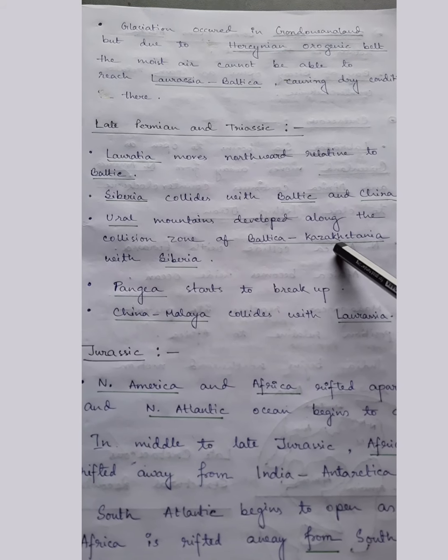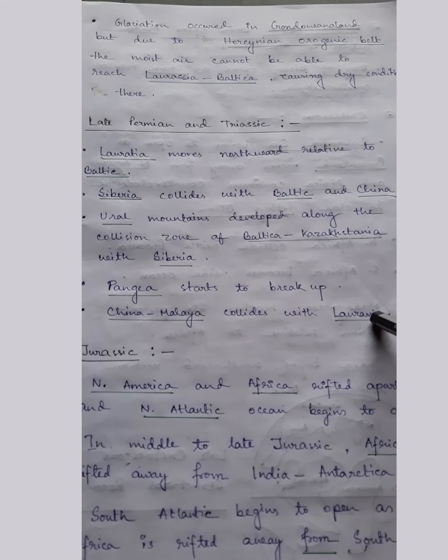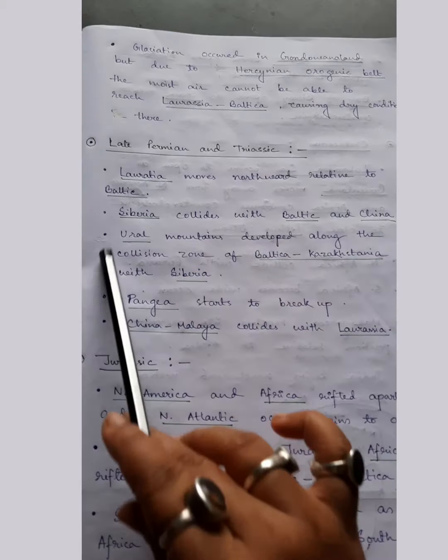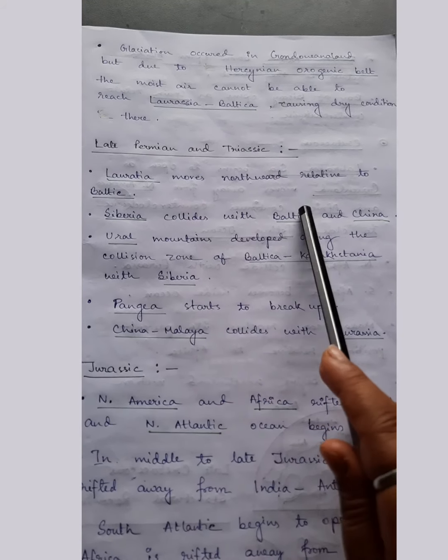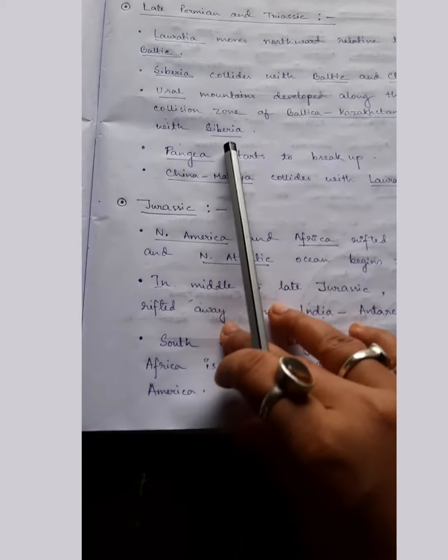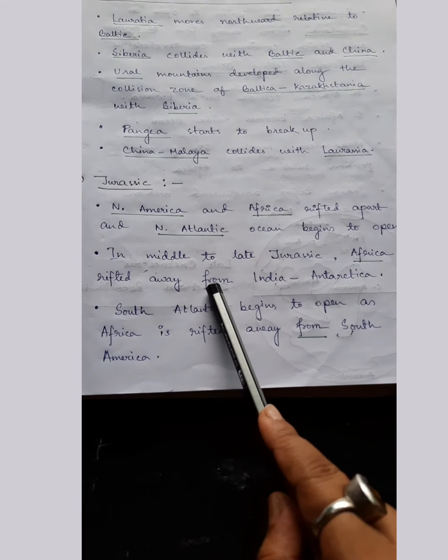Pangaea started to break up. And China and Malaya collide with Laurasia. So a huge collision has been created in the Laurasian part in this period, the late Permian and Triassic period. After that comes the Jurassic.